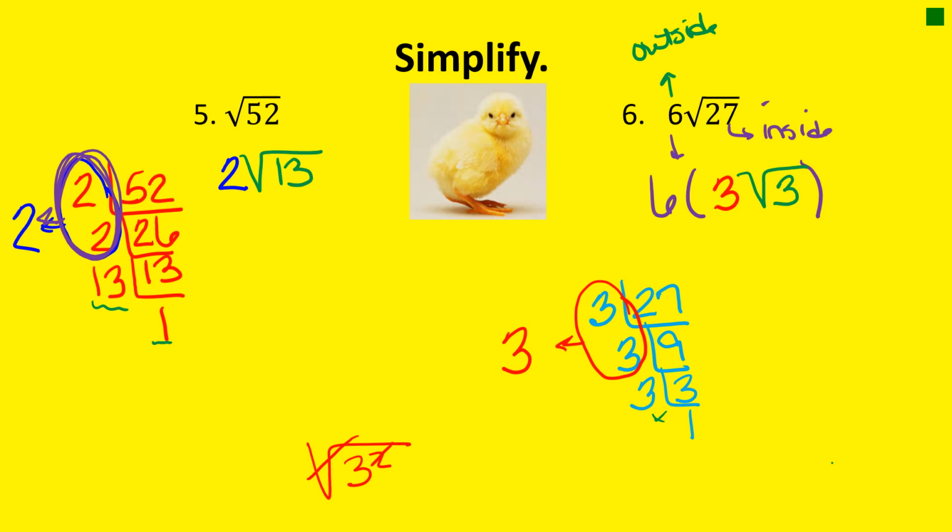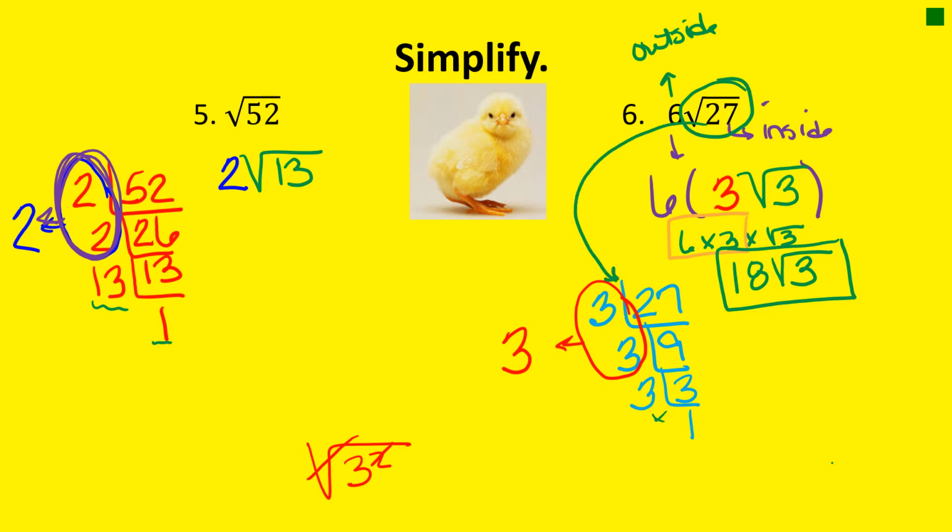Now what you have is a problem that says 6 times 3 times the square root of 3. Which ones can I actually multiply together? I can multiply the numbers that are outside. So what's 6 times 3? 18. And what's left inside? The square root of 3. So here's what happens. Let me tell you what you're going to do wrong, if you're going to do something wrong. You're going to take the square root of 27, go down here, hedge it, and say the answer is 3 square roots of 3, because you're going to forget about that 6. So I want you to do this setup.